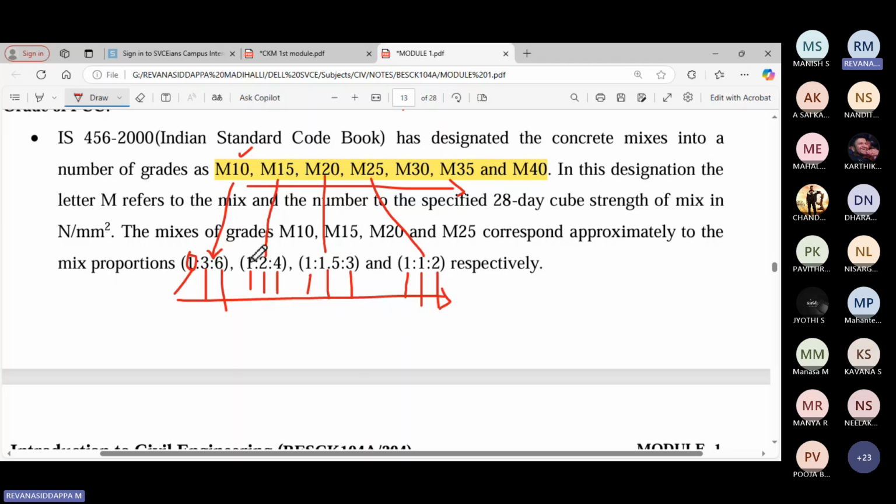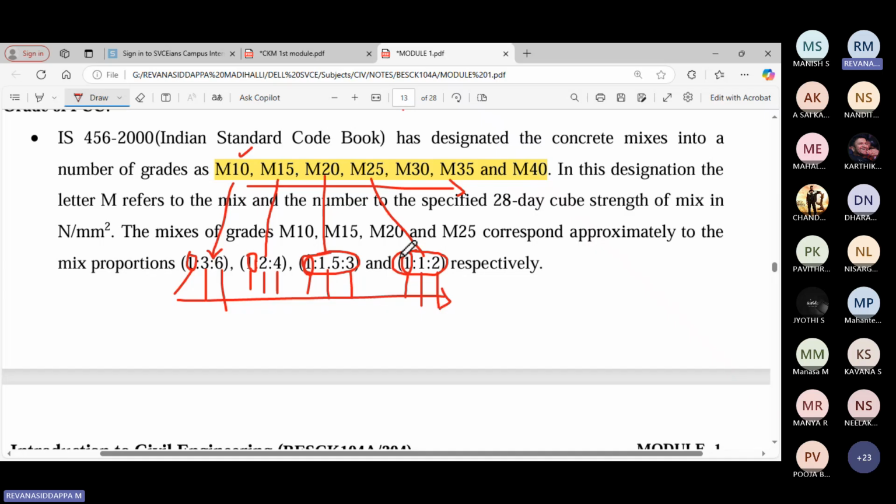For M15 grade of concrete, the total portions: 1:2:4, so 4 plus 2, 6, plus 1, 7. Out of 7 portions, 1 portion is cement, which means there is a slight increase in the quantity of cement. For M20 grade, 1:1.5:3, so 3 plus 1.5, 4.5, plus 1, 5.5. Out of 5.5 portions, 1 portion constitutes cement. Finally, for M25 grade, 1:1:2 means out of 4 portions, 1 portion is cement, meaning 25% of the volume is cement only.